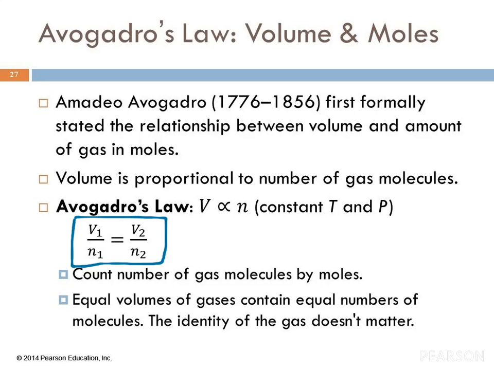So we count gas molecules or atoms by the mole. Equal volumes of gases are going to have equal numbers of molecules, and what the gas is doesn't matter. If you have 1 liter of nitrogen gas and 1 liter of krypton gas at the same temperature and pressure, they will contain equal numbers of moles. And that's a weird thing about gases, because we don't see things like that with solids and liquids, where what the substance is doesn't matter.